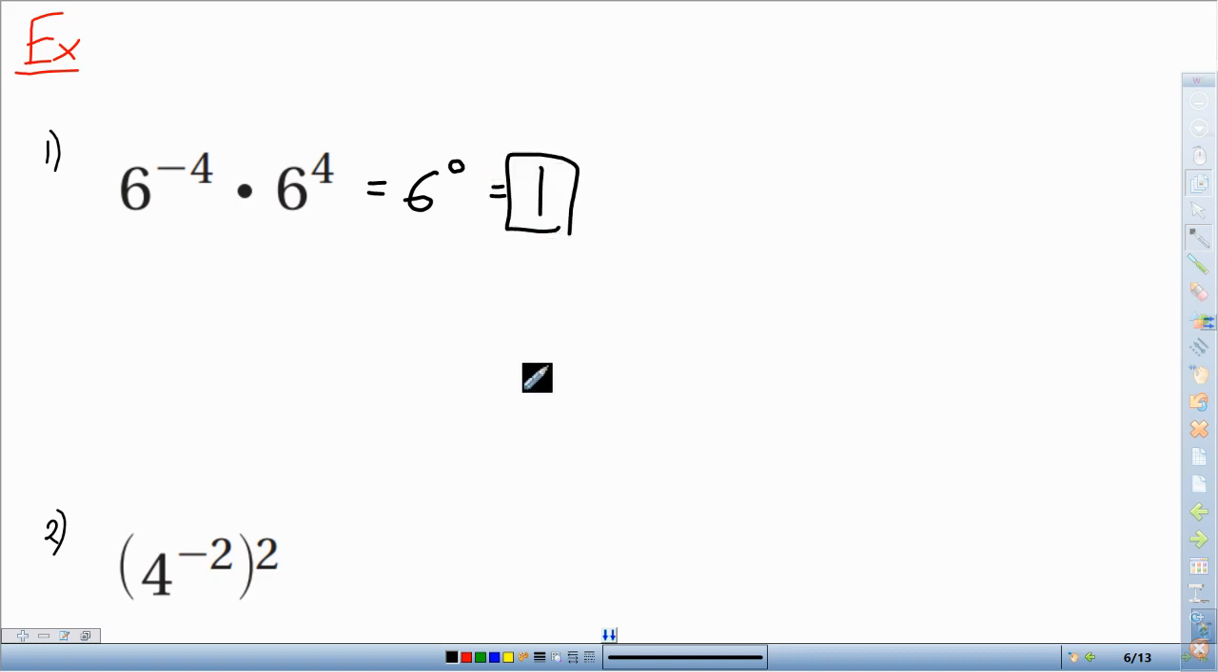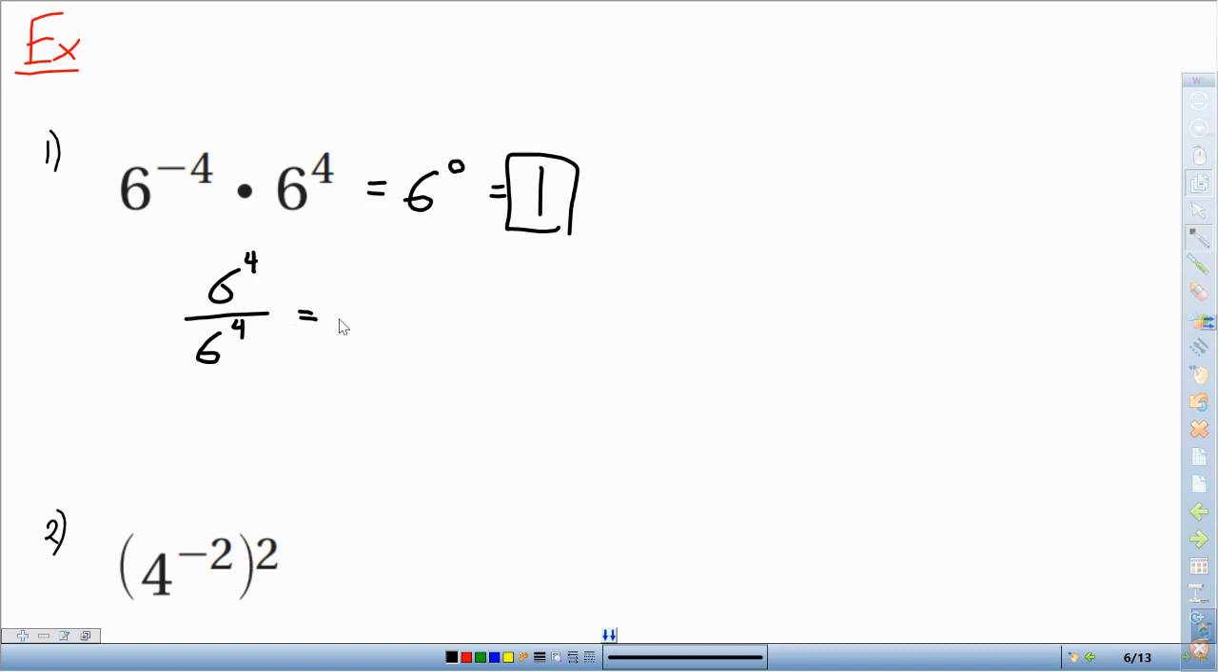Here's another way we could have done this problem. We could have realized that this 6 to the power of negative 4, we could have gotten rid of the negative and sent it down to the denominator. If you could imagine, this 6 to the power of 4 would be up top. This 6 to the power of negative 4 would be sent to the denominator, and it would now be a positive 4. Well, what do we have here? We have four 6s up top, and we have four 6s on the bottom. If we were to cancel all of those out, we'd be left with nothing.